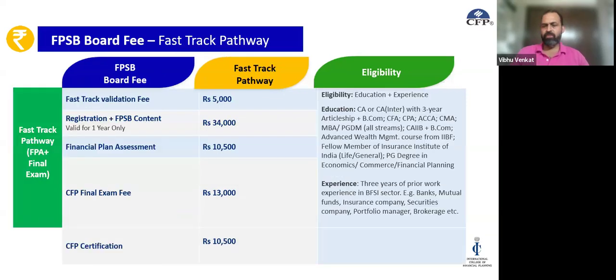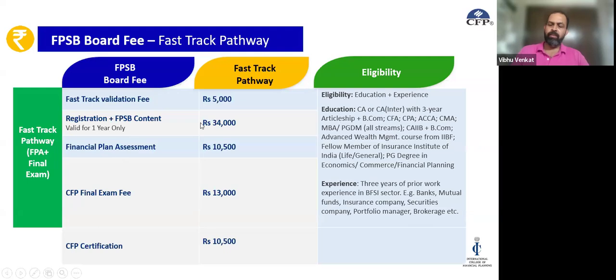So this is for the fast track. This is for professionals who are already in the banking and financial services industry. The eligibility is already written here: CA or CA Inter with 3-year articleship, BCom, then CFA, CPA, ACCA, CMA, and different MBA, PGDM, and Advanced Wealth Management courses. These are the different certifications or educational qualifications you need for this eligibility. And the experience is 3 years of prior work experience in the BFSI sector, like banks, mutual funds, insurance companies, etc.